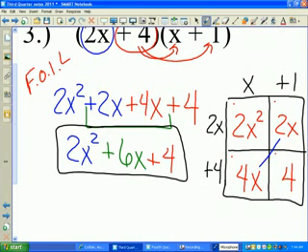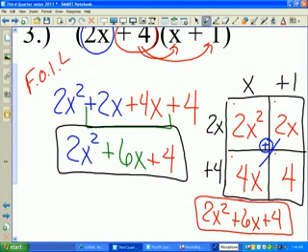As you can tell, on the diagonal are my like terms, and I'm going to add those 2 things together. When I do that, overall, I get 2x squared plus 6x plus 4. Hopefully you notice, either I do it the FOIL way or I do it the box way, I'm going to get the same exact answer. So when it comes down to quiz time, you get to pick which way you like. If you like the box method, do the box method. If you like the FOIL method, do the FOIL method.